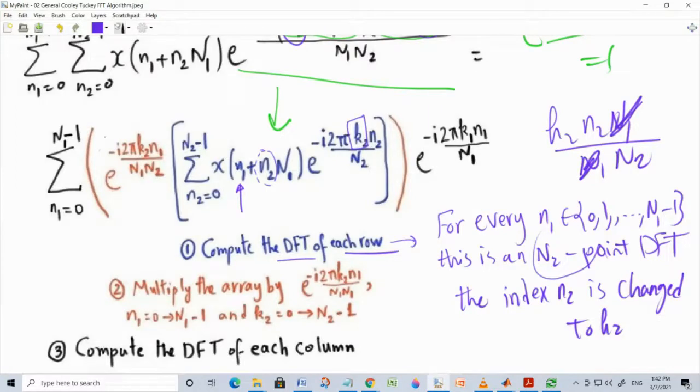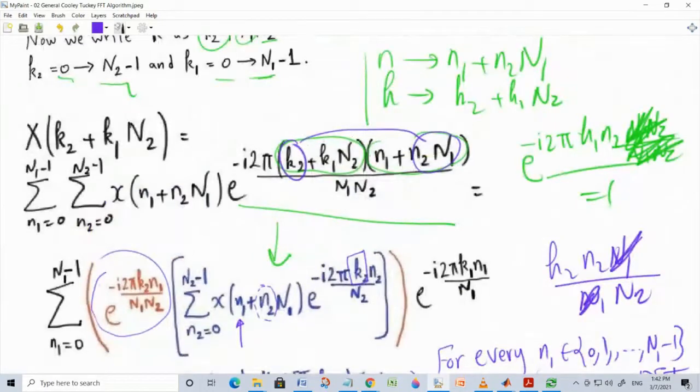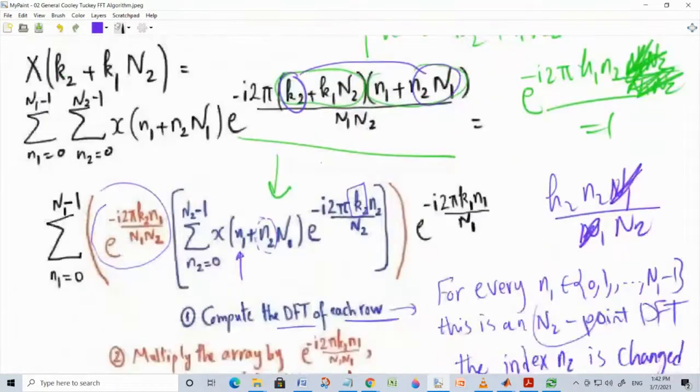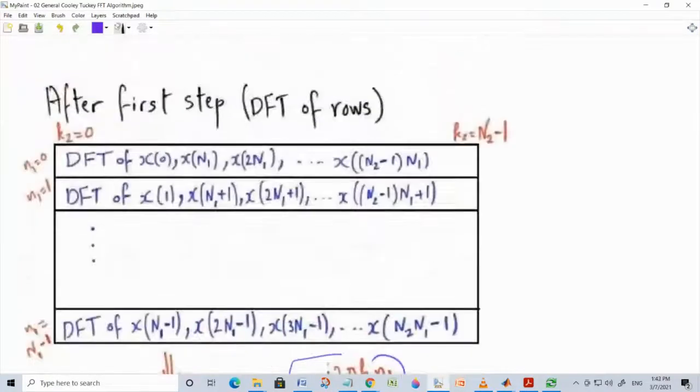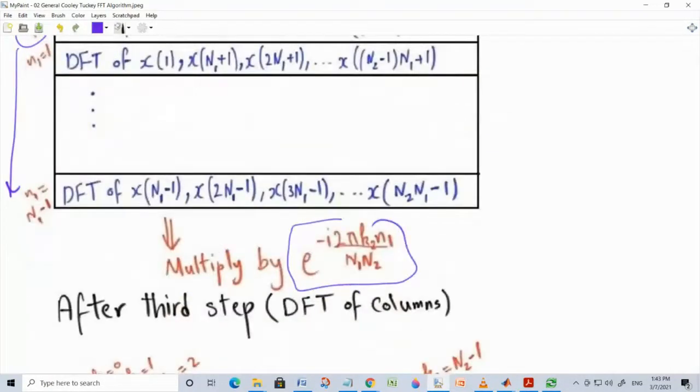The second step is that we will multiply by this factor here. Again, this factor is one of the 4 factors that you get when you multiply these 2 brackets. So this is multiplication by, your indices now will be n1 and k2, and you simply multiply each element in this array by e to the i 2 pi k2 n1 over big N1 N2.